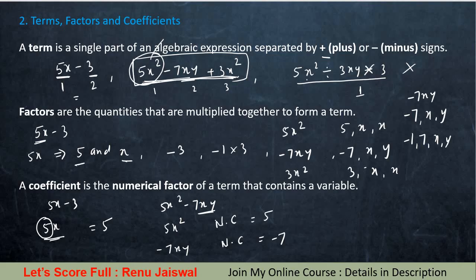These are the factors. What is coefficient? When we say coefficient, literally it means the numerical factor. Means in front of the variable, whatever number is written is your coefficient. Like in this term the coefficient is 5 and in the second term the coefficient is 7.